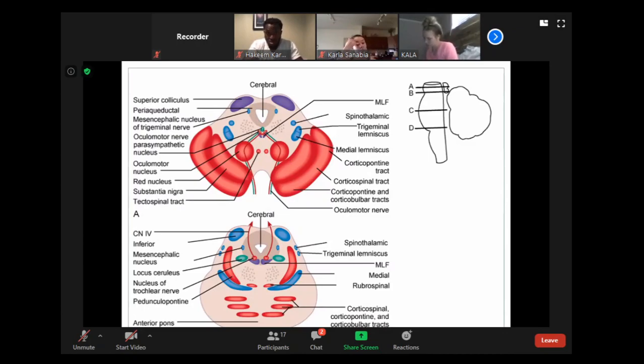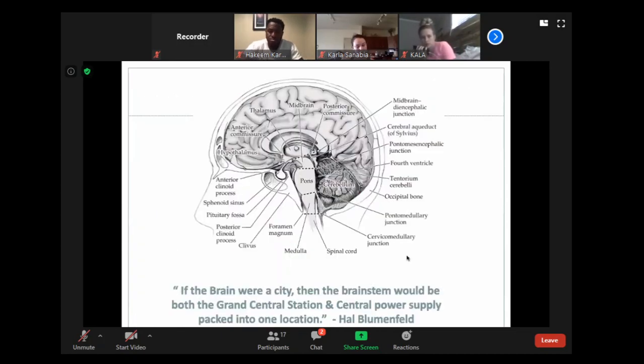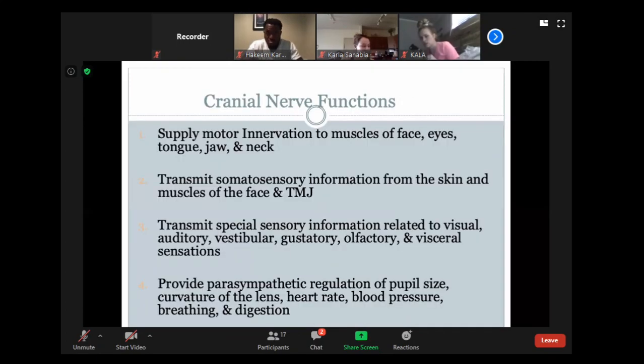Just kind of identify where it's at. So we know this is going to be the midbrain here. This is the pontomesencephalic area. That's a little more posterior. So pay attention to those little numbers or letters there. This is just a general layout of how the midbrain sits. At this point in our education, we should be pretty familiar with this.